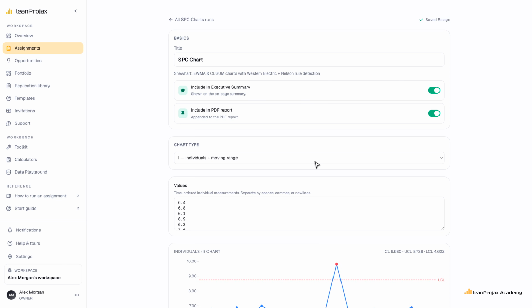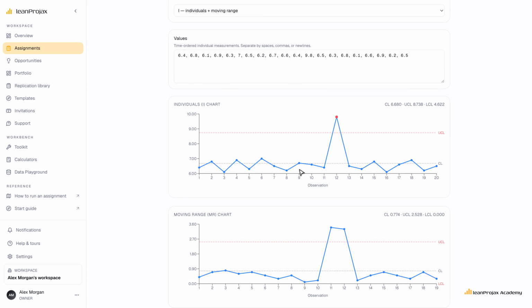And the moment the numbers land, the chart draws itself. No limits to set, no thresholds to invent. That is the whole point of a control chart. The limits come out of the data. Here's the individuals chart. Center line 6.68, the average of our 20 days. Upper control limit 8.738. Lower 4.622.